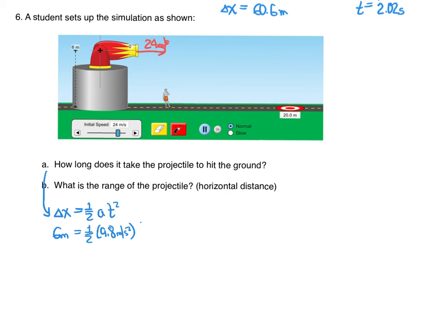Oh, I should have thrown in a moon problem, huh? Oh, that would have been cool. Moon projectiles. They did that. They hit a golf ball on the moon. True story. I don't know if it was a hole in one or not.